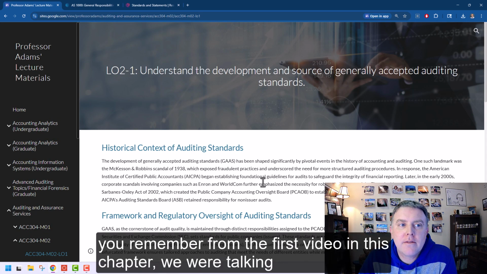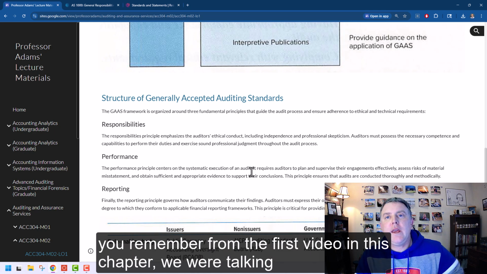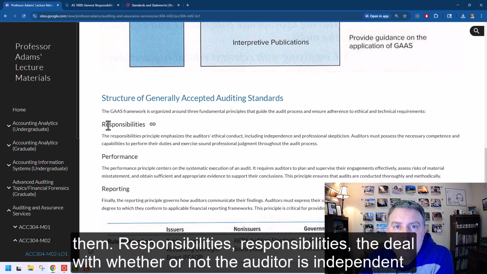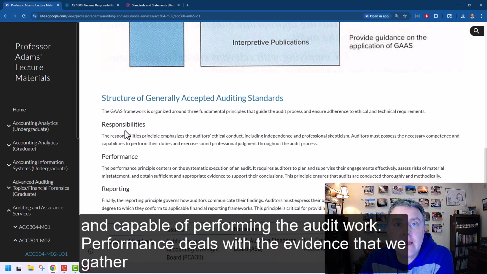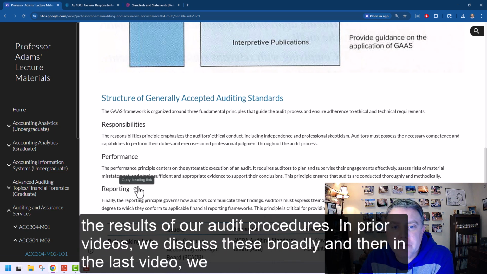So if you remember from the first video in this chapter, we were talking about the fundamental principles that underlie auditing standards. There are three of them. Responsibilities deal with whether or not the auditor is independent and capable of performing the audit work. Performance deals with the evidence that we gather, how we gather that evidence, and how we document it to support our conclusions. And then reporting is about how we communicate the results of our audit procedures.